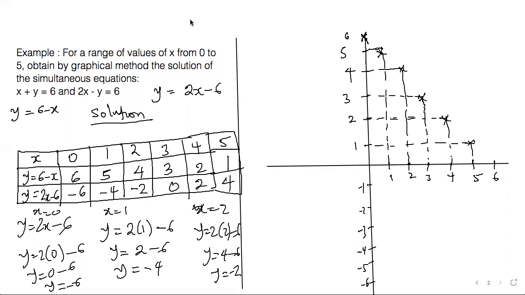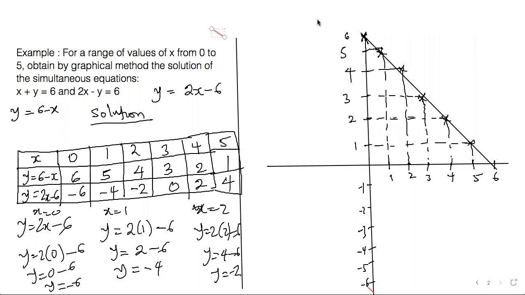Then I can plot it. This is a line. Then for the second line, I'm going to use red. When x is 0, y is minus 6. So that should be there.